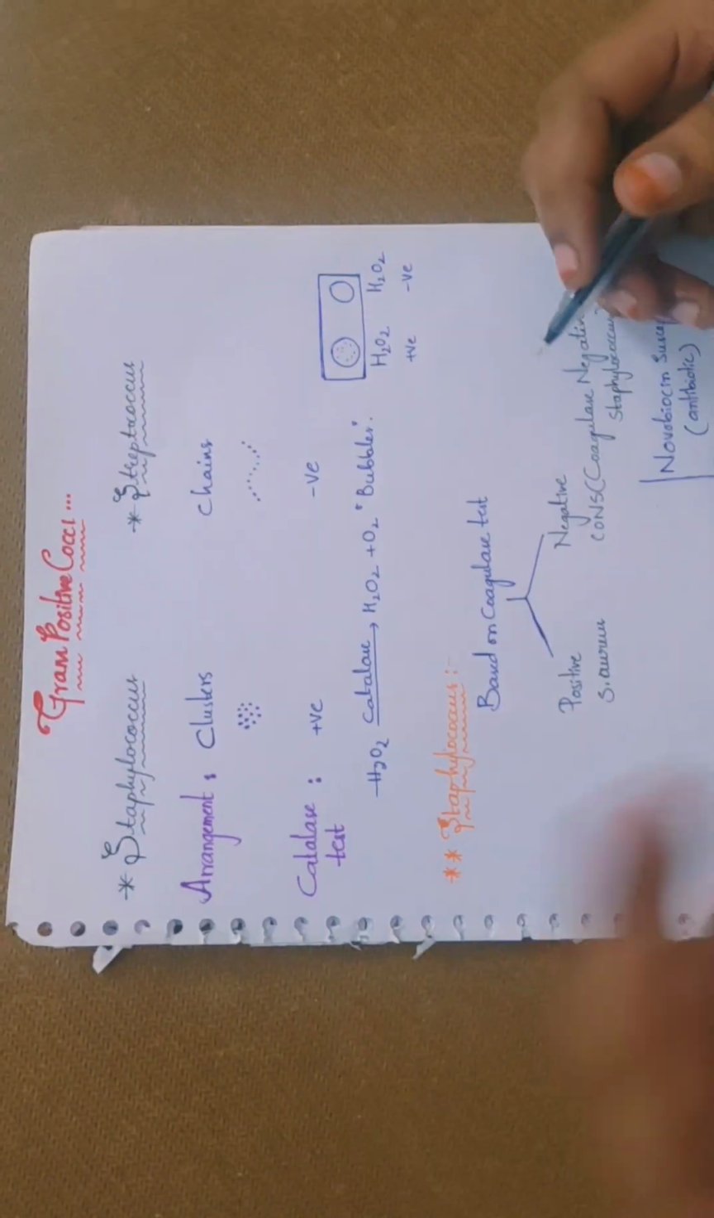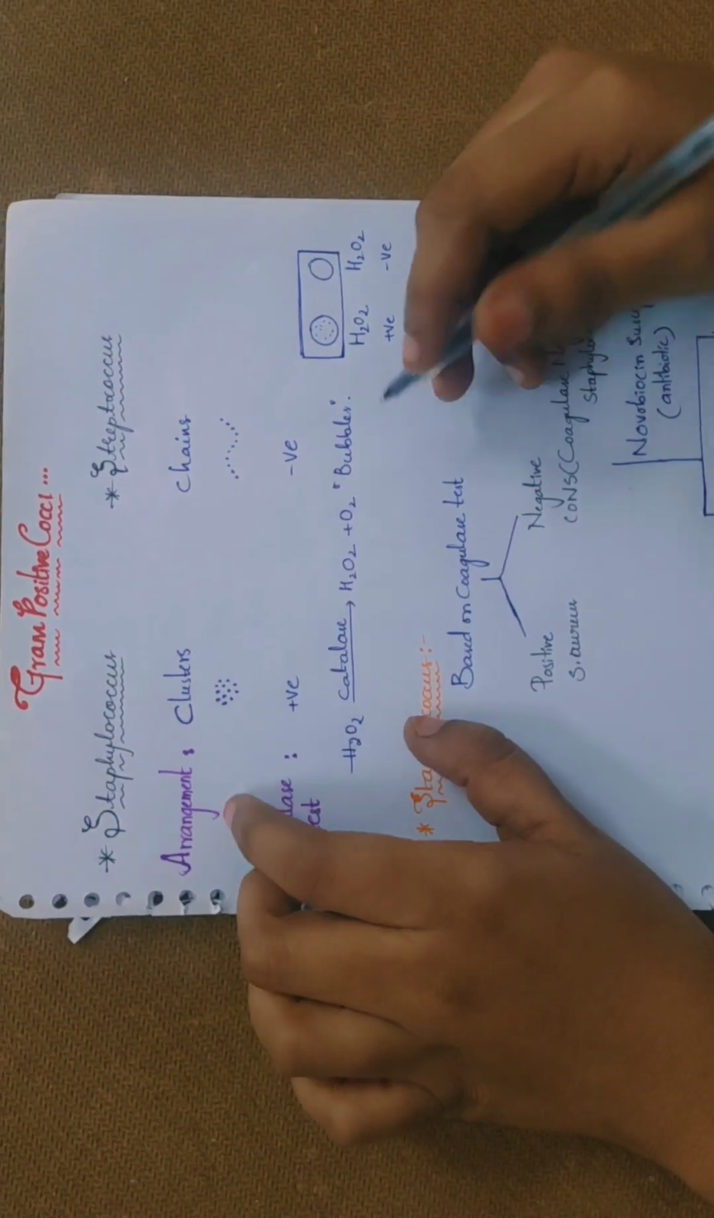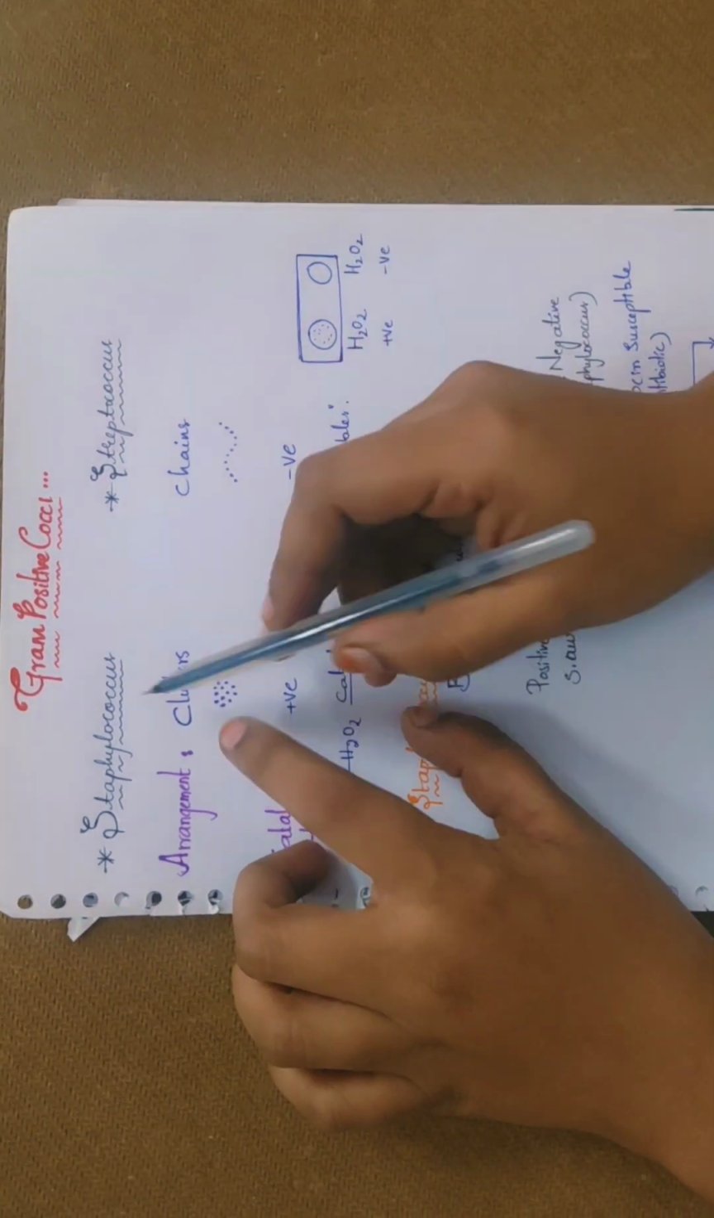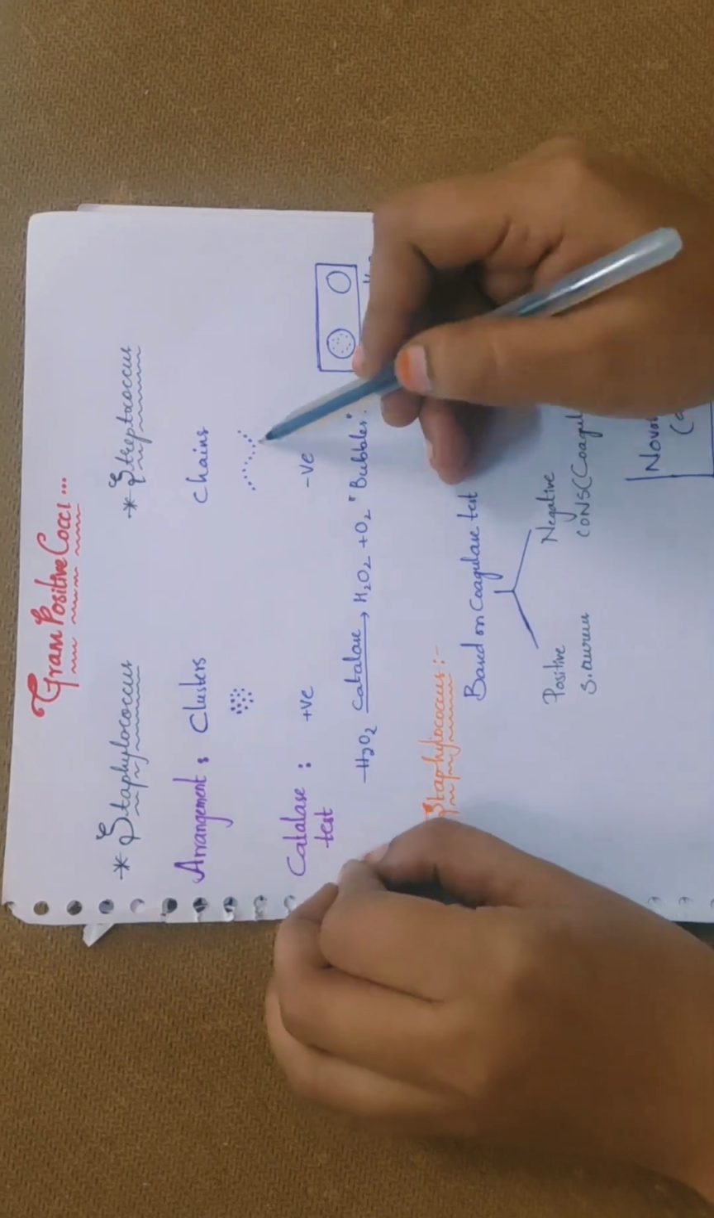Staphylococcus and Streptococcus. Both are gram-positive cocci. That means violet-colored, spherical-shaped bacteria. But their arrangement is different. Staphylococcus are arranged in clusters, whereas Streptococcus are arranged in chains.